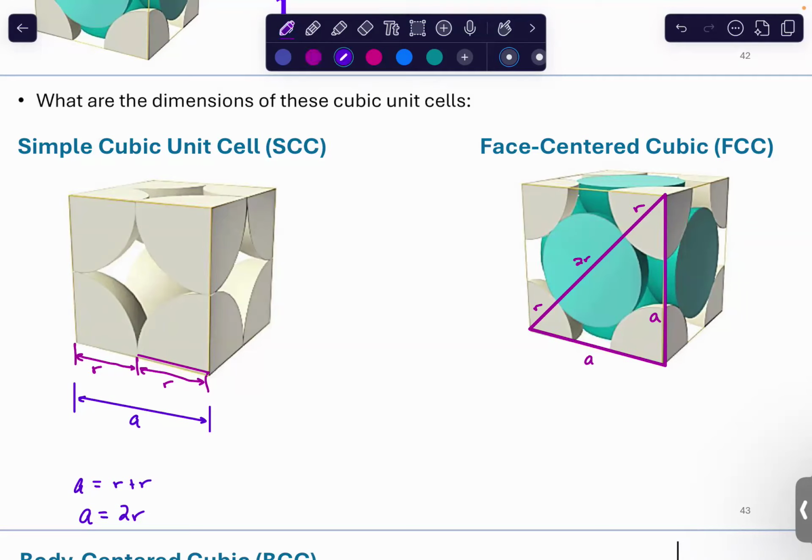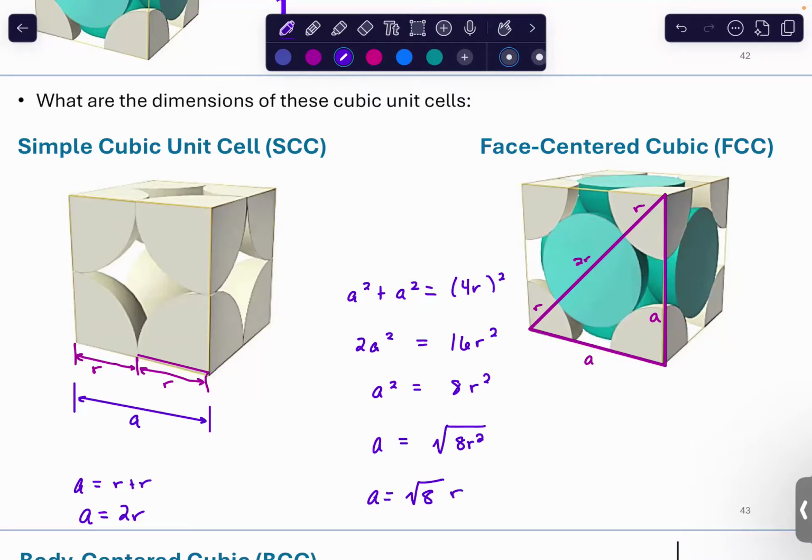So the way I do this, A squared plus A squared equals 4R squared. And then I can start solving for A. So that's 2A squared, that's 16R squared. A squared is 8R squared. And A will be the square root of 8R squared, or square root of 8R. So that's the length of one of the sides of the face-centered cubic unit cell.